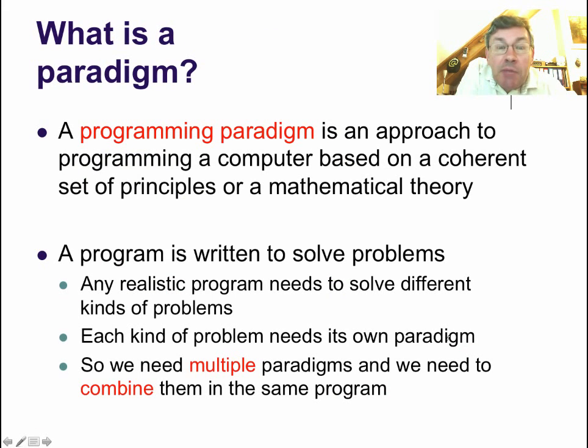But before going on, let me explain what a programming paradigm is. A programming paradigm is an approach to programming a computer based on a coherent set of principles, or, if we have some deeper understanding, a mathematical theory. For example, for functional programming, the theory is called lambda calculus. For multi-agent concurrent programming, the theory is called pi calculus. Object-oriented programming has several different kinds of theory, but they are essentially organizational theories of how to structure information and update information. So these are some different programming paradigms.